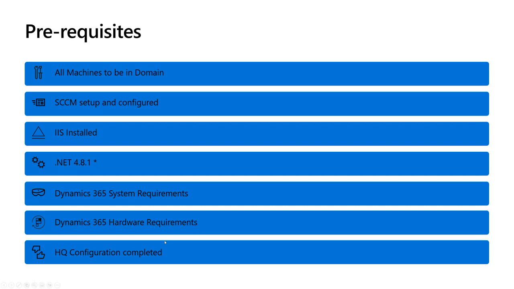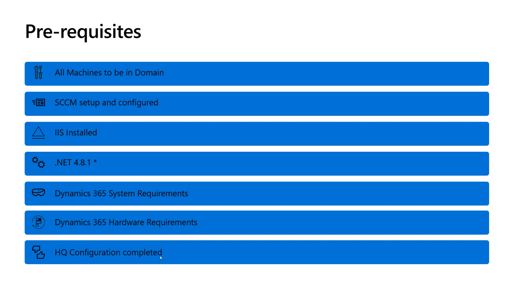So those kind of hardware requirements it covers. We do mention HQ configuration completed. The reason behind it is you want to make sure you already have your registers configured and your devices configured. So you have validated your devices and registers and make sure they are ready to be used for the Store Commerce app.